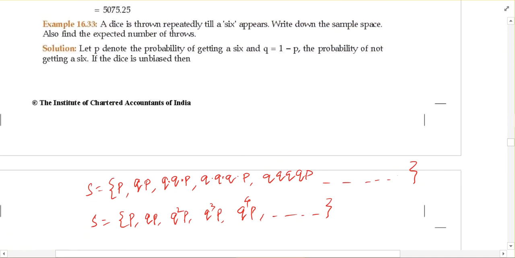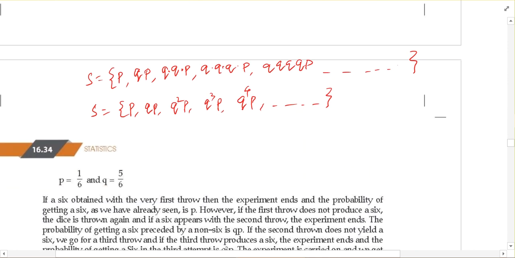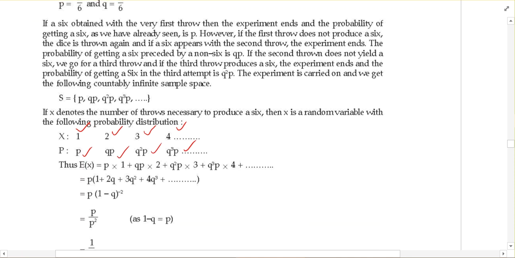Now find the expected number of throws. If the number of throws is 1, the probability will be this. For 2 it will be this. For 3 it will be this. For 4 it will be this. Okay, so this is our probability distribution. The expectation of x will be sigma x into p.